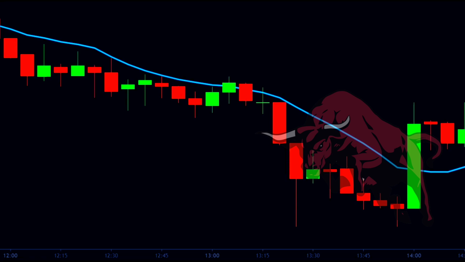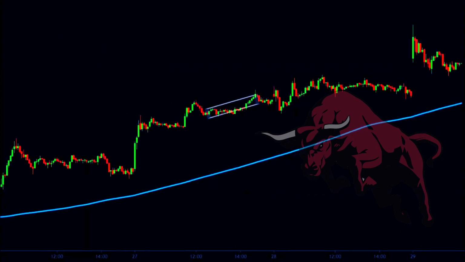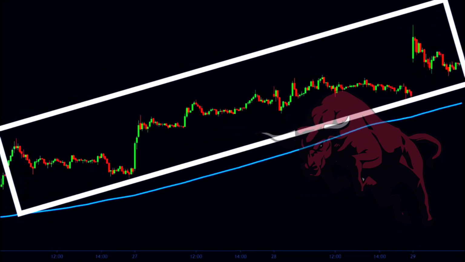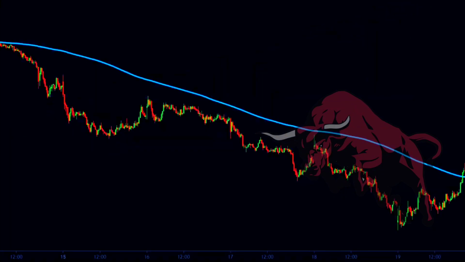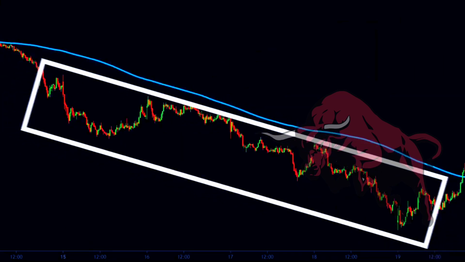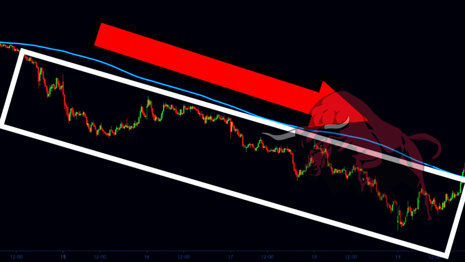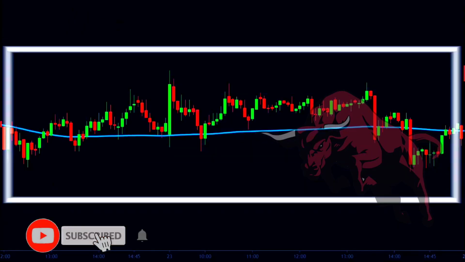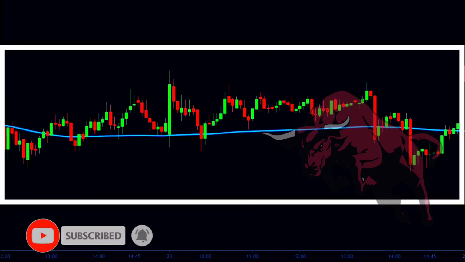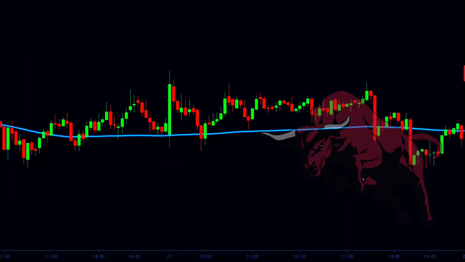Moving averages are mainly used to identify the trend of the market. If the price is trading above the moving average and the moving average is sloped upwards, we can say that the price is in an uptrend. On the other hand, if the price is below the moving average and the moving average is sloped downwards, the market is said to be in a downtrend. Finally, if the price is moving around the moving average and the moving average is flat, we can conclude that the market is in a sideways range.